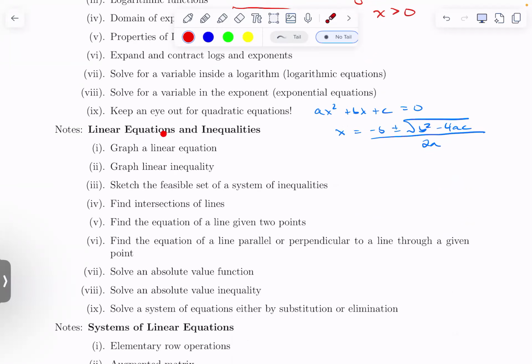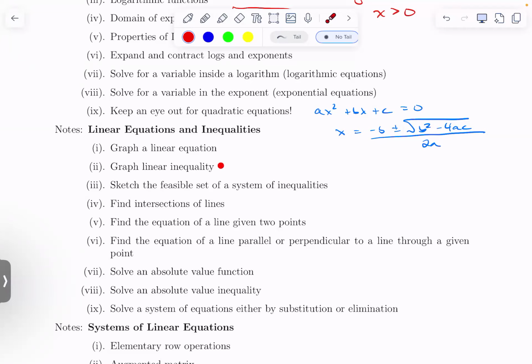Then we moved into linear equations and inequalities. We graphed a linear equation. What do you need to graph a linear equation? You need 2 points on the line. You can plug in any value of x and solve for the y, and then again, any value of x and solve for the y. I try to pick convenient values of x and y, but it doesn't really matter.